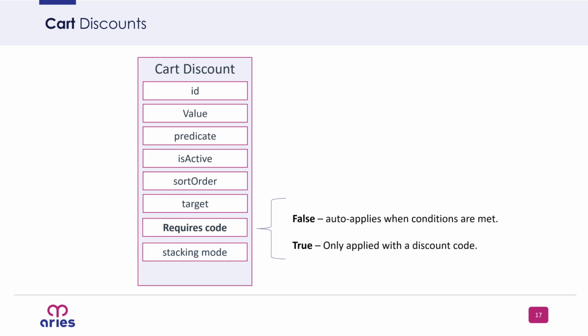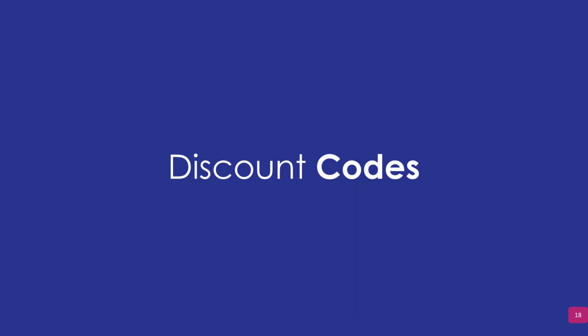Finally, let's talk about requires code. The default is false. This means that the cart discount is going to auto apply the minute the specific conditions are met. So once that cart meets all the criteria of that predicate, commercetools is going to automatically add it to the cart and the customer is going to see the discount. The other option is you can mark this as true, which means that the customer has to add a coupon code to the cart before they can see the savings. So let's talk about coupon codes or discount codes.